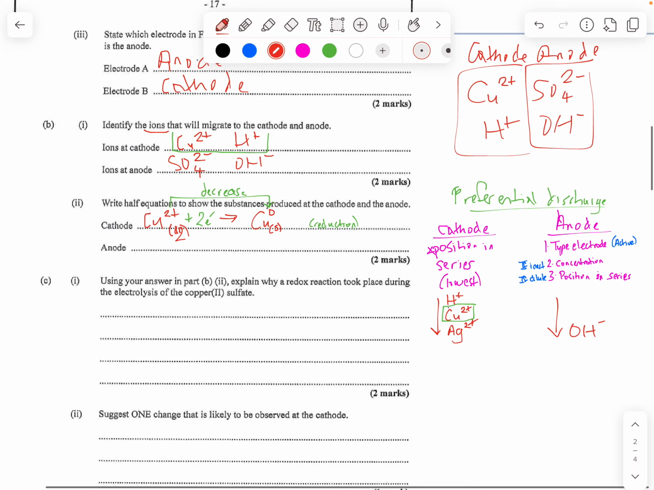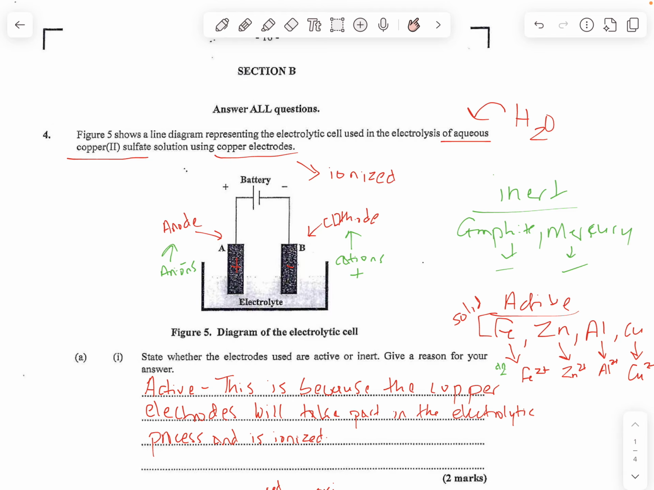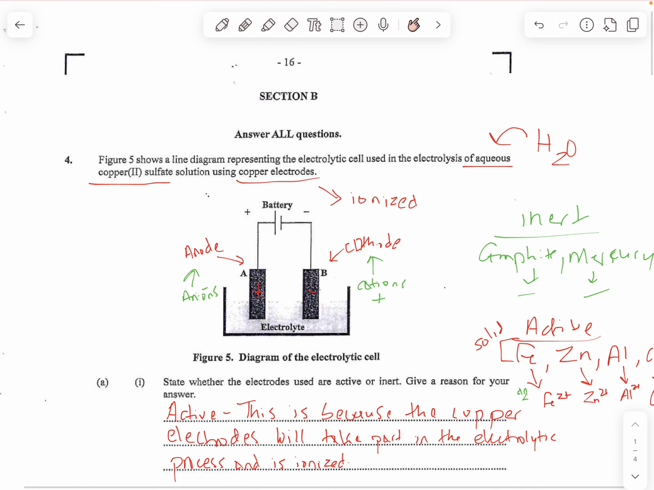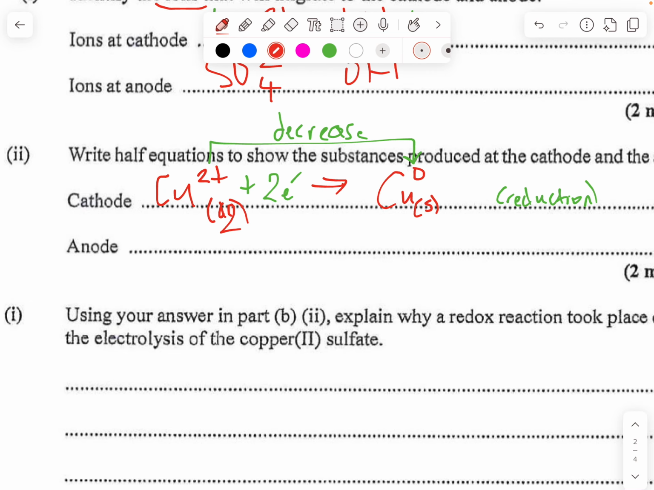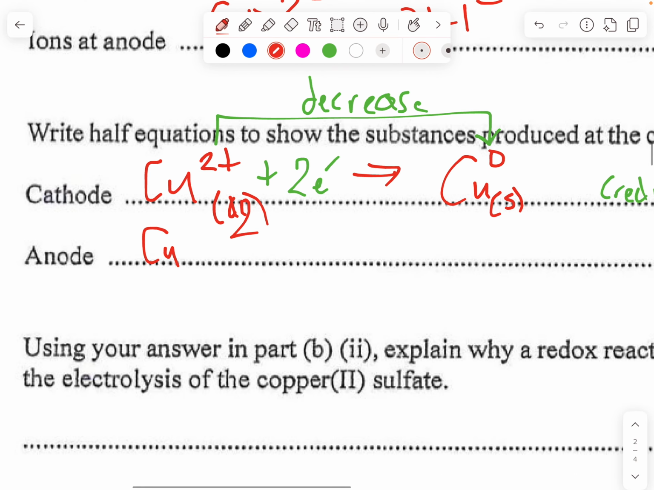Right, so let us look for the anode. For the anode, of course, we need to consider the type of electrode and see if it's active. In the question, it did say that we're using aqueous copper sulfate solution using a copper electrode, right? And we said that the copper electrode is active, so therefore that copper electrode is what is going to be preferentially discharged. Now note, the electrode will get ionized. The electrode is something that we can touch. It's a solid, neutral, and then it becomes ionized. That's what happens to all electrodes.